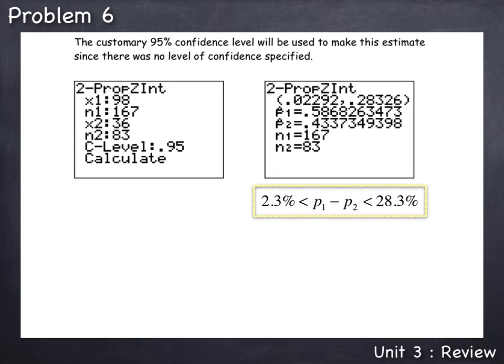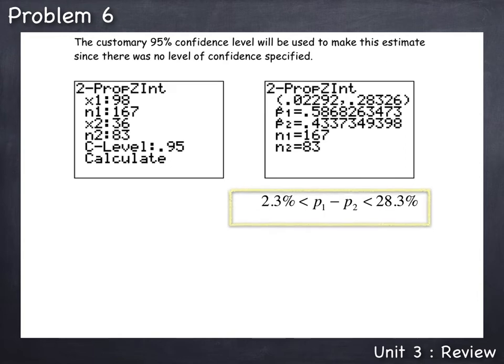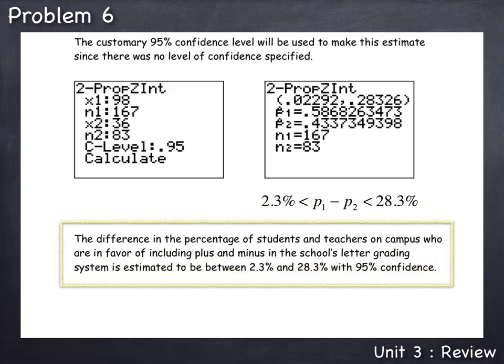Now that we have the symbolic estimate given, we can write the estimate verbally, that is, in words of the problem. So the difference in the percentage of students and teachers on campus who are in favor of including plus and minus in the school's letter grading system is estimated to be between 2.3% and 28.3% with 95% confidence. And this result is enough for us to complete this problem.